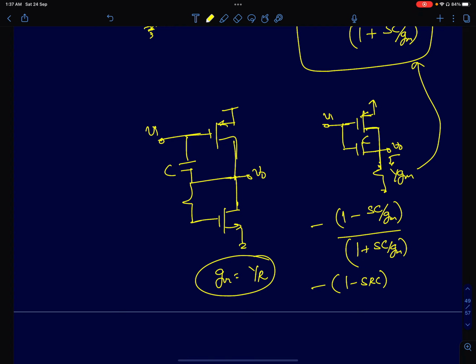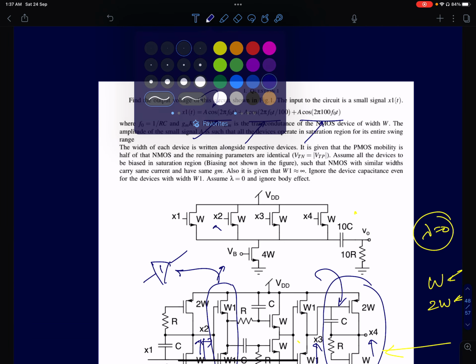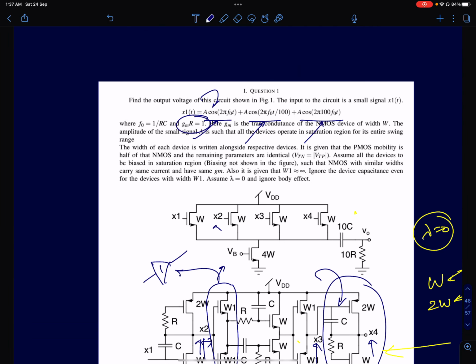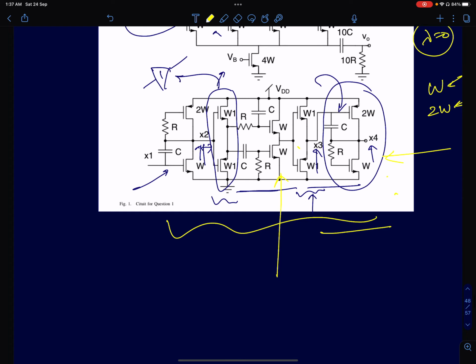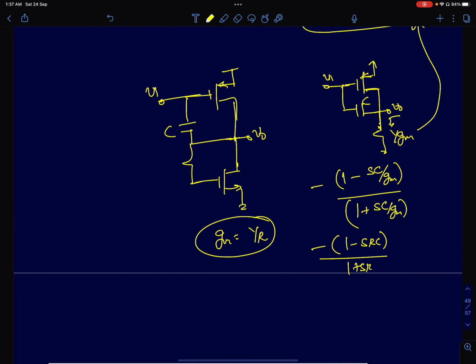SRC. Okay, so I've given this assumption in the beginning itself, in the question itself. I've mentioned GMR equals 1. So GM equals 1 by R. This is an assumption. So it just makes the analysis simpler. That's why I've given that. So I can also write it as 1 minus SRC by 1 plus SRC. This is the transfer function of the first amplifier and the last stage amplifier.